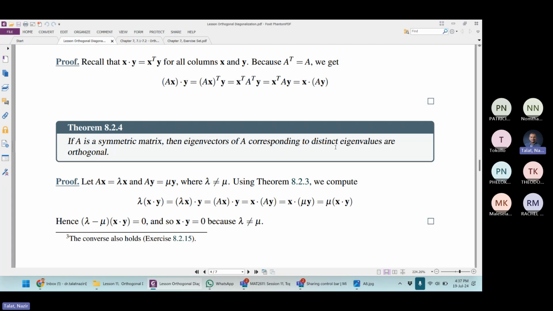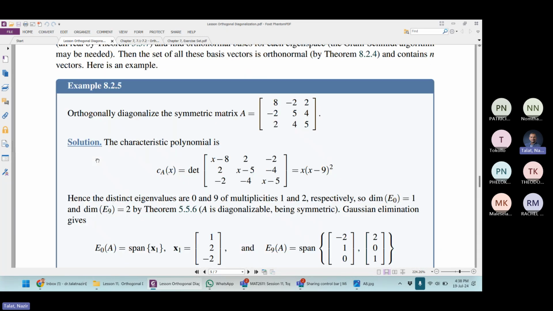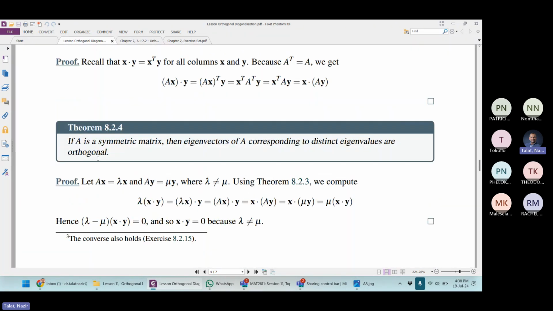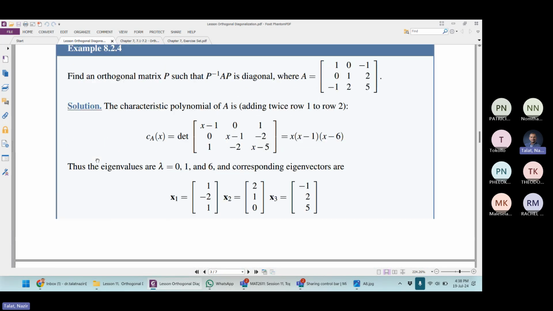So it means if all the eigenvalues are distinct, then the eigenvectors will always be orthogonal to each other. All the eigenvectors will be orthogonal, and orthogonal means they are perpendicular to each other. If you look at the above example, we do not need to apply the Gram-Schmidt process because all the eigenvalues are distinct.